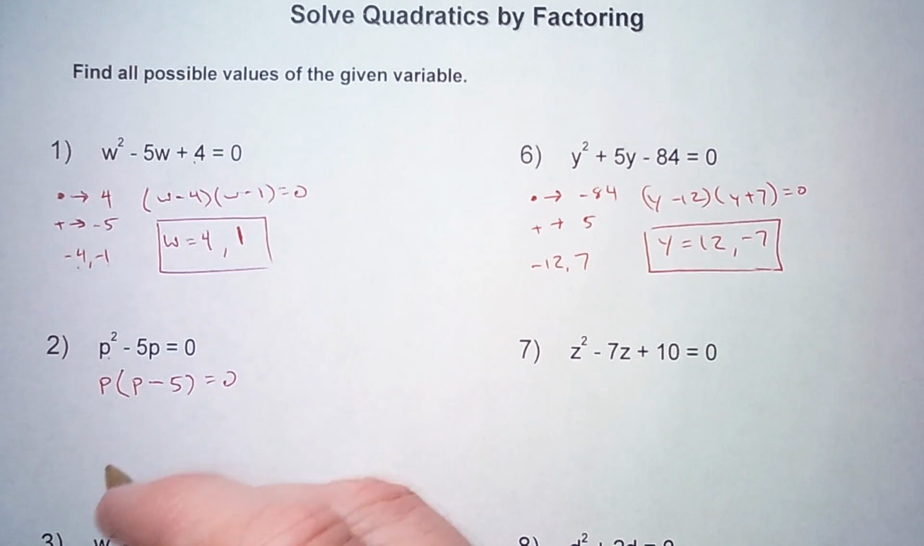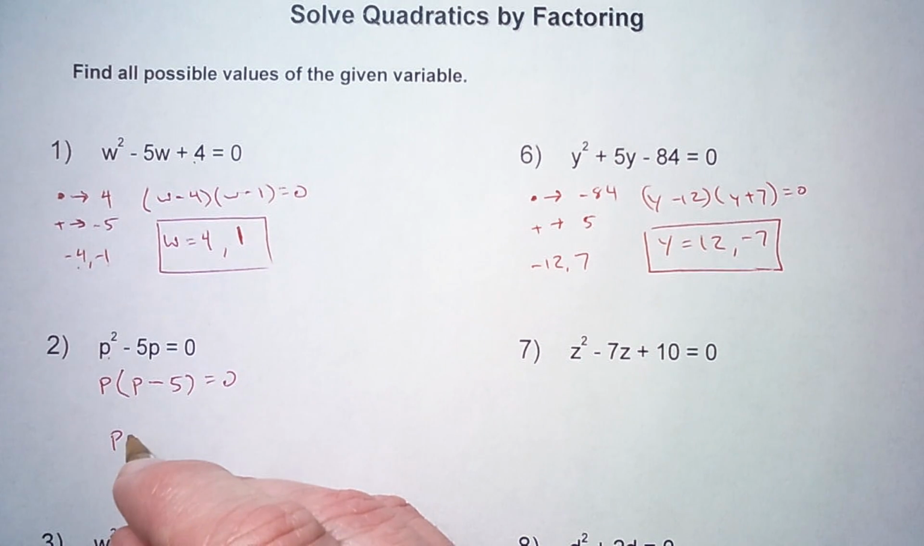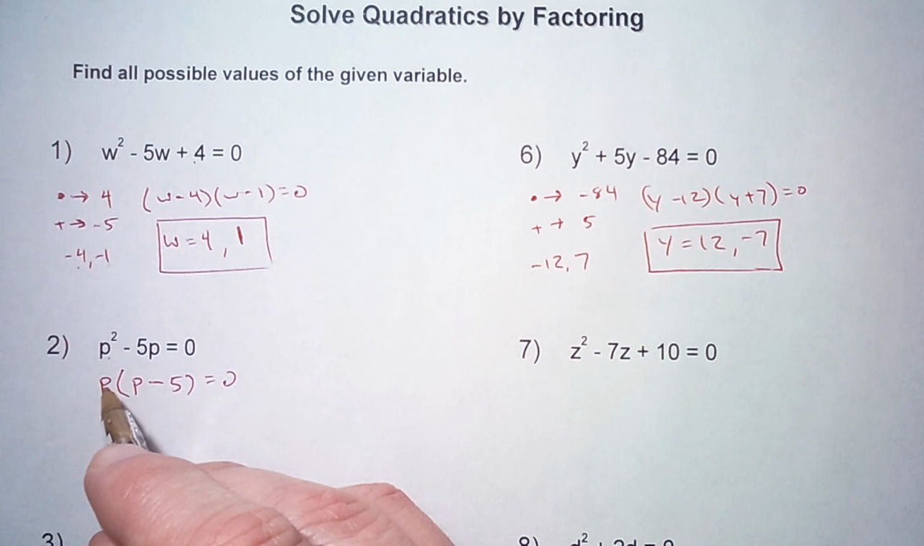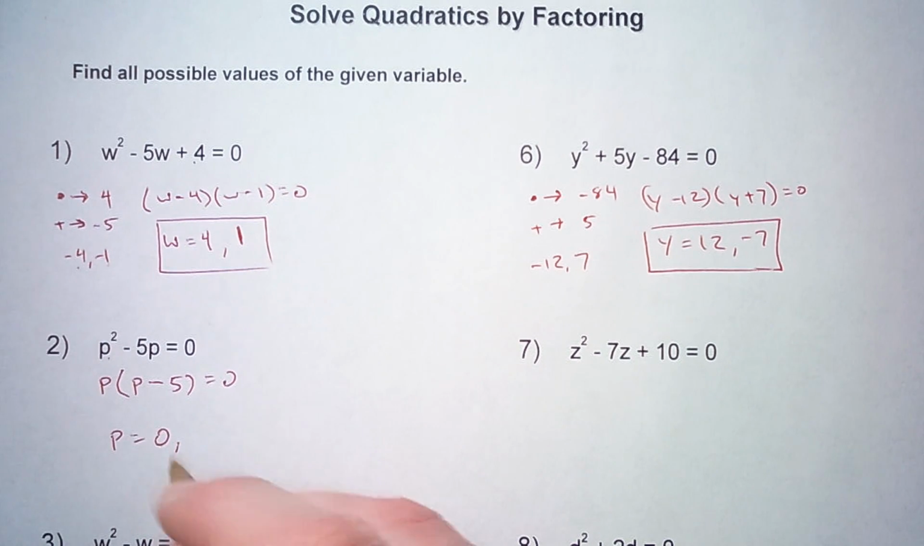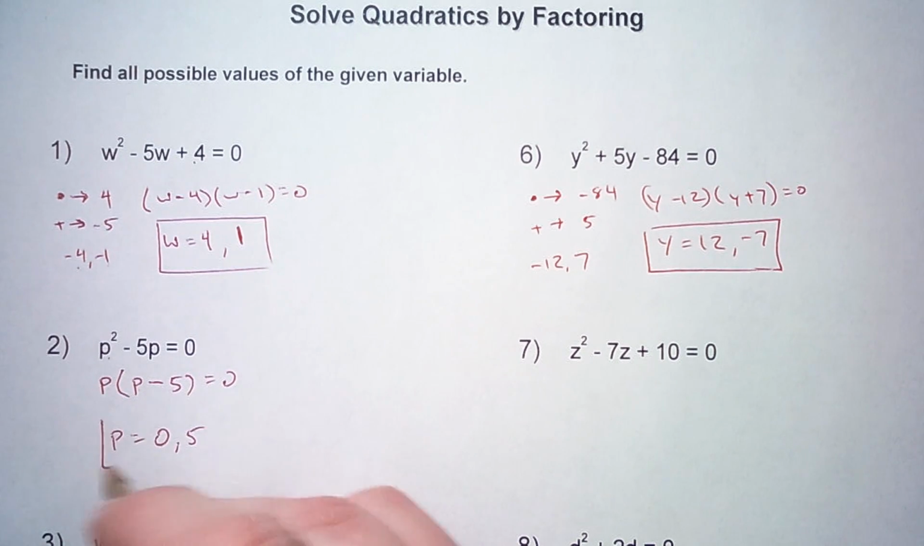And from here I can find my 2 solutions. So in order to make this factor a 0, I would simply make p 0. To make this factor 0, I would make p 5. 5 minus 5 is 0.